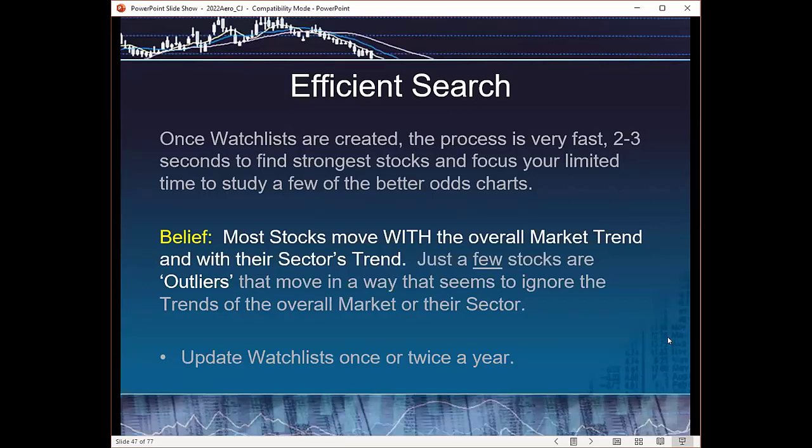Why I do that is one of my beliefs, that most stocks move with the overall market trend and their sector's trend. And only a few stocks usually are doing their own thing. I call them outliers, and they might be moving in a way that seems to ignore the trend of the market or the sector. And then I need to update my list maybe once or twice a year.